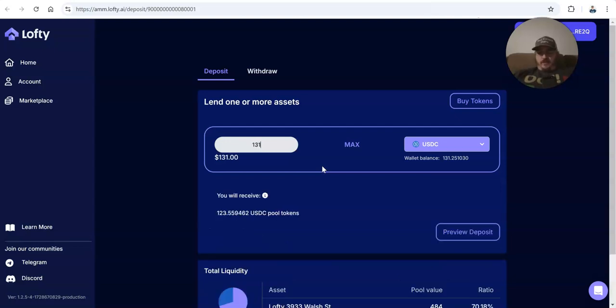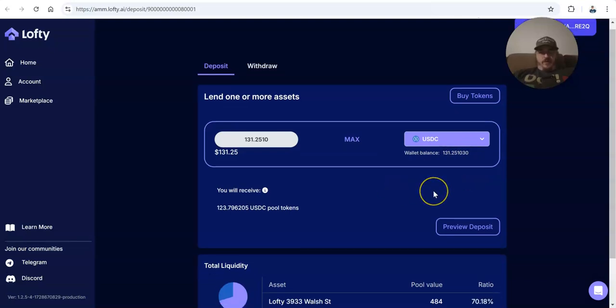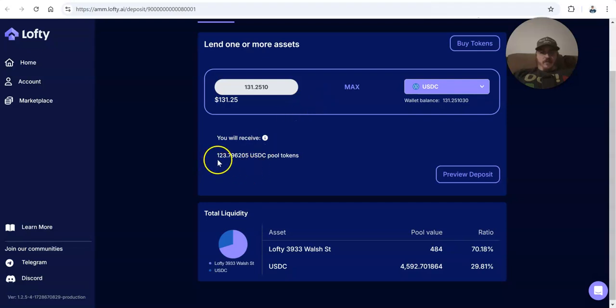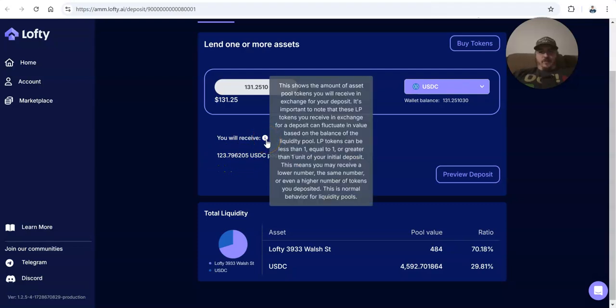So let me see if I can do 131.25. It's going to let me do all of it. I mean, it lets me do basically all of it. I've got this weird little fraction over here. But okay, so 123. Wait a minute. You will receive 123.7 USDC pool tokens. I wonder why this number is different. There's the amount of asset pool tokens you'll receive in exchange for your deposits. Important to know. There must be a fee for this transaction.